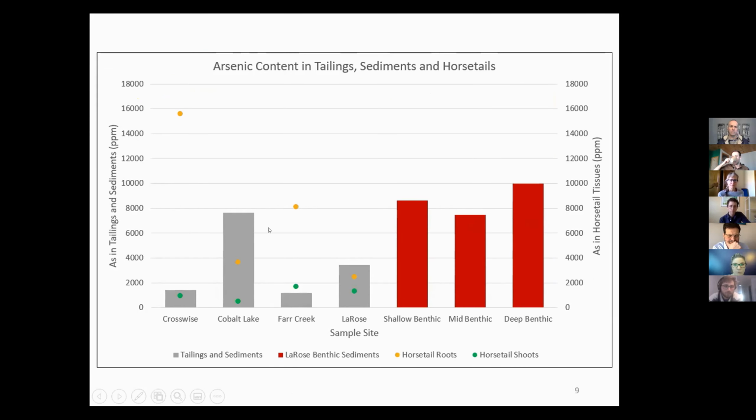So yes, Cobalt Lake tailings and sediments is just under 8,000 ppm. The highest being in these benthic sediments from LaRose Pond, nearly 10,000. Actually, it exceeded 10,000, but we're waiting on more analytical results. They're rerunning that sample. It's really interesting because I showed earlier, these two samples are very different texturally. So these are the muddy, very fine grained, sludgy samples deep from the pond.